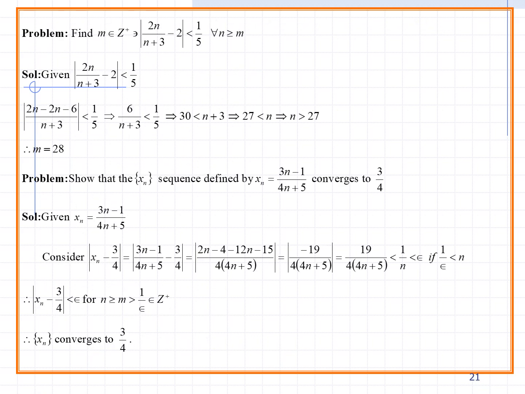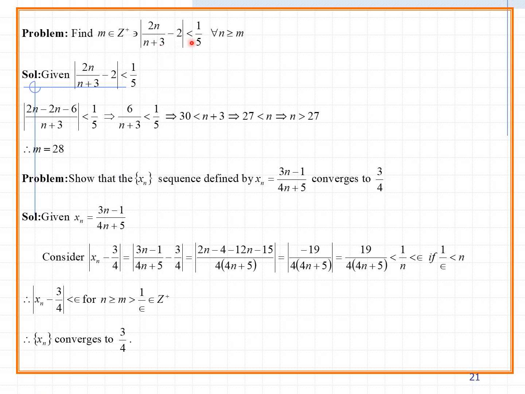Let us see one problem. Find m belonging to Z plus such that modulus 2n by n plus 3 minus 2 less than 1 by 5 for all n greater than or equal to m. In this problem, you can identify which value in this sequence exists. When the sequence exists, you can find the m value. Here, 2n by n plus 3 is the sequence Sn.